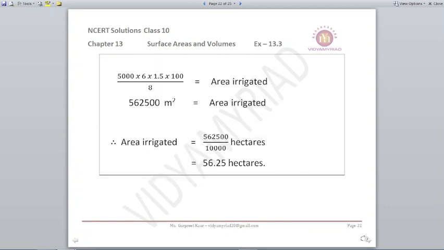Using this we can find out area irrigated as 562500 meters square. So since it should be in hectares, we will be dividing it by 10,000. It comes out to be 56.25 hectares.